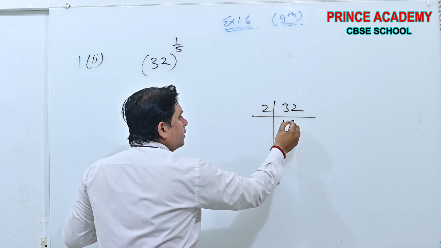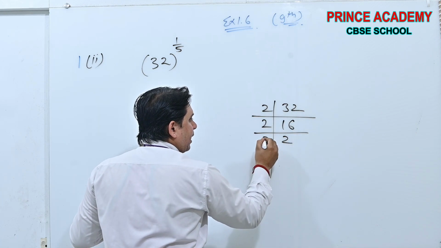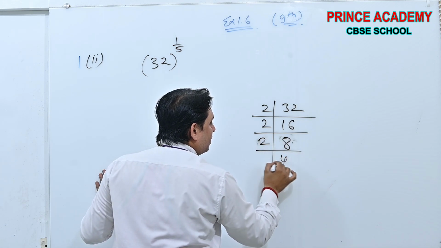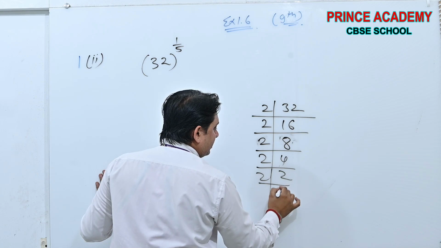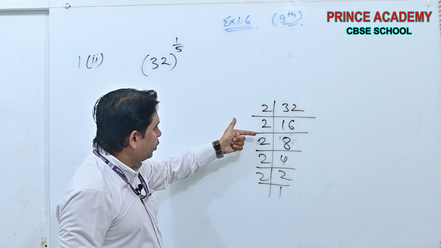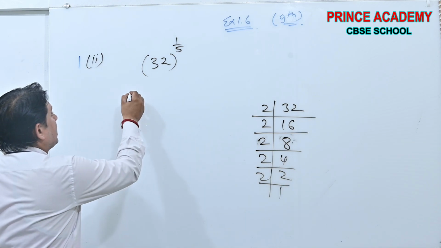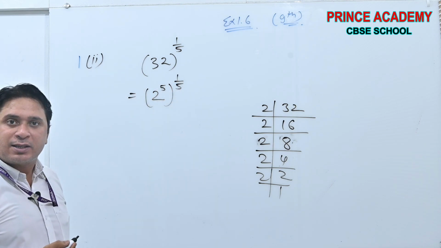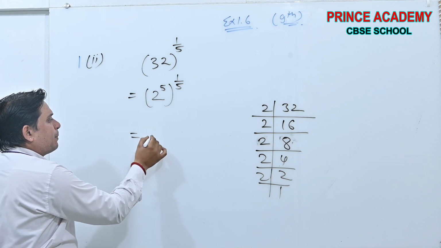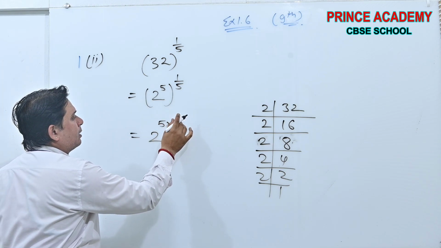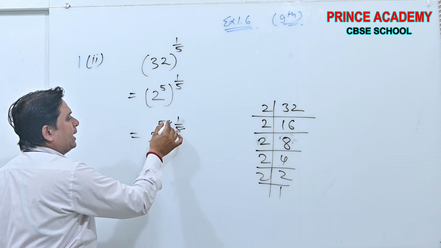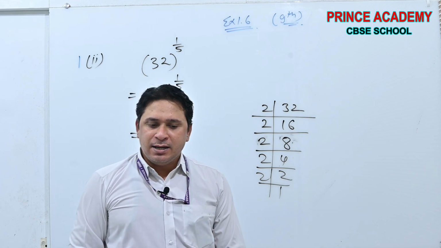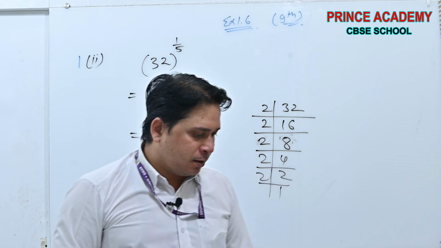32, 16, I wrote 2, 2 and then. Yes or no? 1, 2, 3, 4, 5. It can be written as 2 raised to power 5, whole power 1 by 5. Yes or no beta? Then use the property power raised to power, powers are multiplied. Powers are multiplied. Yes or no beta? Done. It was so simple. Okay.